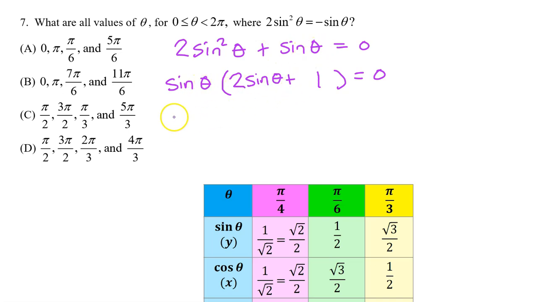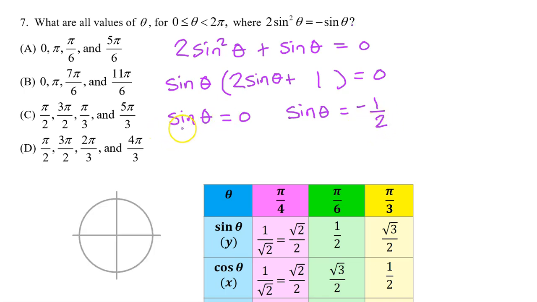We can find the solutions to the overall equation by setting each one of these factors equal to 0. So we need to set sine theta equal to 0. And if we set 2 sine theta plus 1 equal to 0 and solve, we will subtract 1 and then divide by 2. So let's do that in our heads, and we will just write sine theta is equal to negative 1/2.